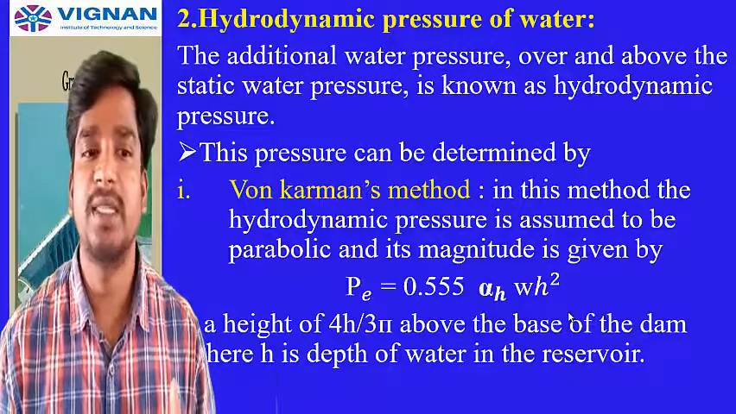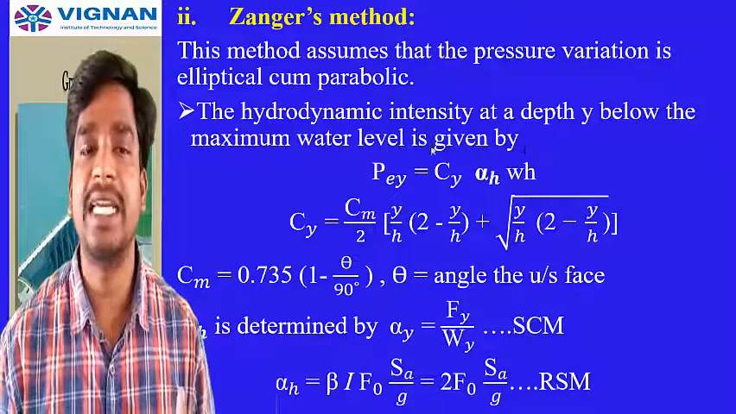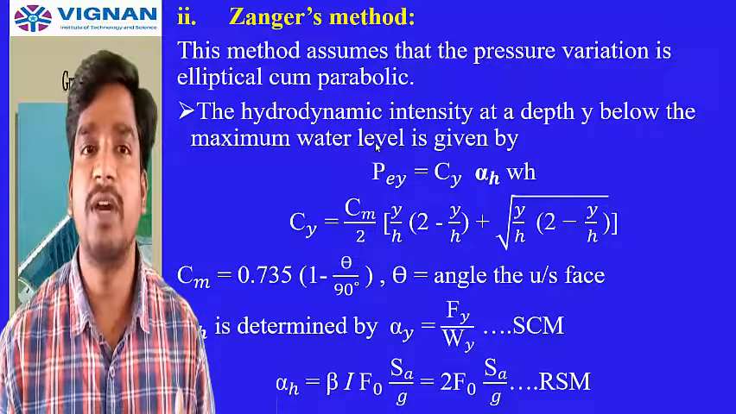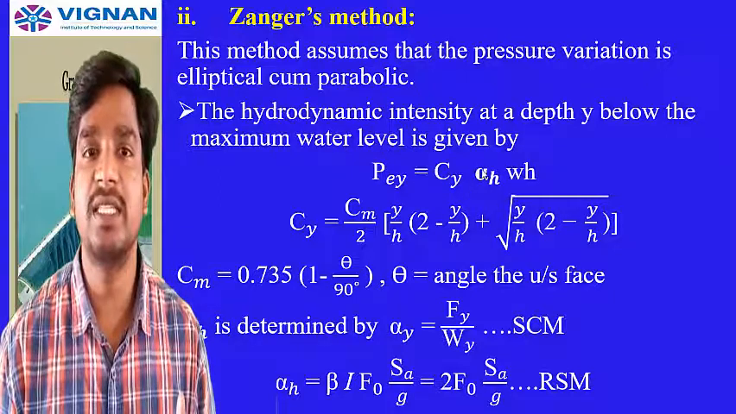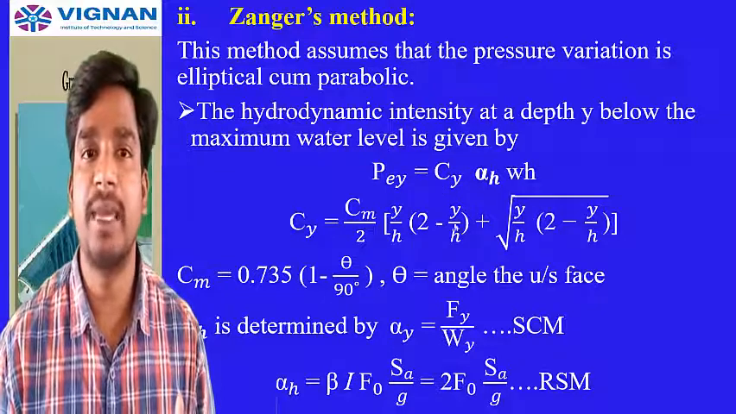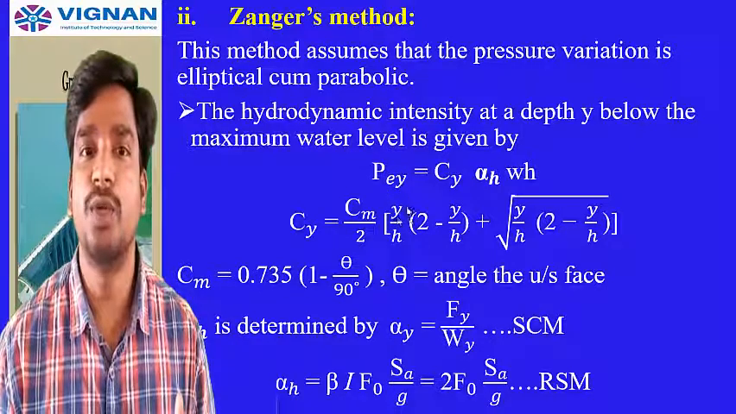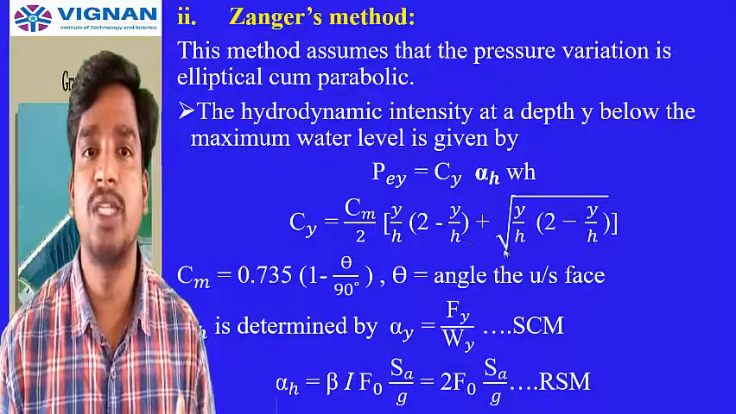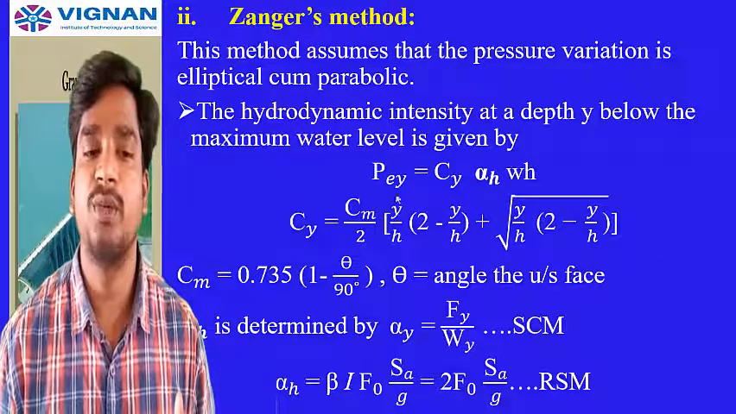Now by using the second method, Zanger's method, the hydrodynamic intensity PEY at any depth y below is given by the equation PEY is equal to Cy into alpha h into WH. Here Cy is a new constant introduced, which can be calculated by using this formula: Cy is equal to Cm by 2 into y by h into 2 minus y by h plus under root y by h into 2 minus y by h. Here Cm is one more constant introduced for calculating Cy.